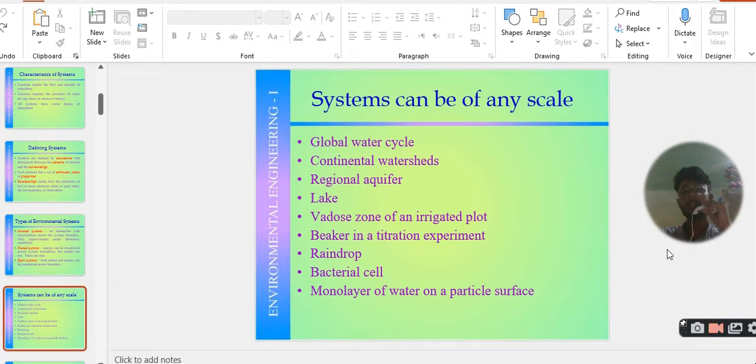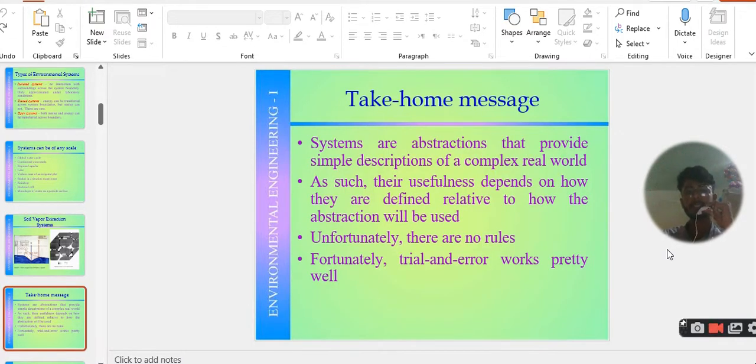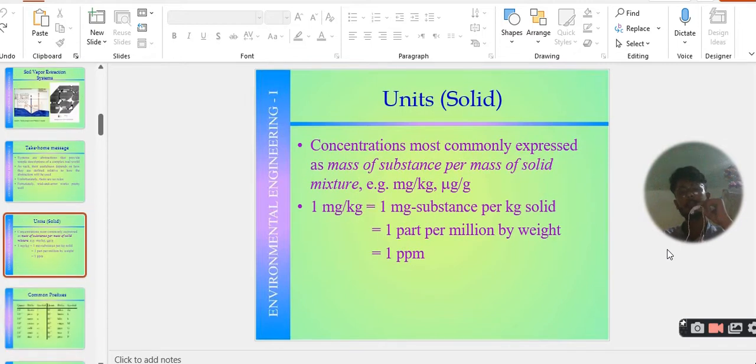Systems can be of any scale: global water scale, continental watersheds, regional aquifer, lake, vadose zone of an irrigated plot, beaker in titration experiments, raindrop, bacteria cell, monolayer of water on a particle surface. This is the soil extraction system. Take home message: systems are abstractions that provide simple descriptions of a complex real world. Their usefulness depends on how they are defined relative to how the abstraction will be used. Unfortunately, there are no rules. Fortunately, trial and error works pretty well.